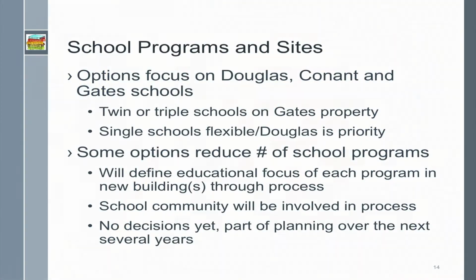I also want to move to discuss school programs and sites as a criteria that we're considering. You'll see that the options focus on the Douglas, Conant, and Gates schools, since this is where the most building and space issues have been identified. If we were to build a twin or a triple school, it would probably be built on the Gates property. Looking at the property that the school district currently owns, the Gates site is really the best site for a large building. The Conant site has wetlands issues. And if you know those properties well, I know many of us were really surprised that the Gates site is actually the preferred site for a new large building.